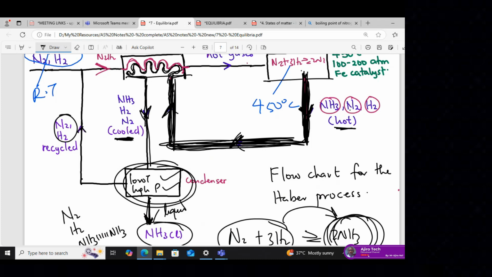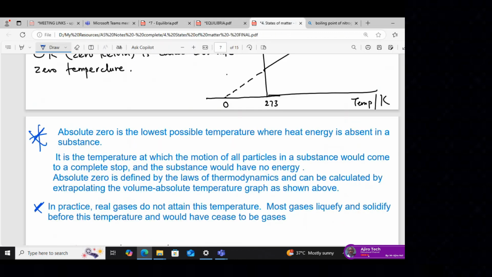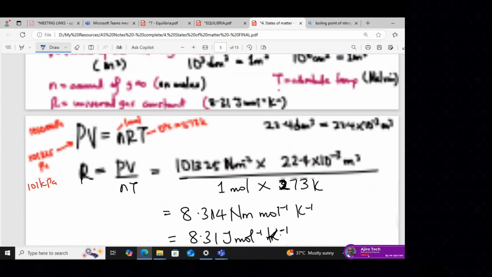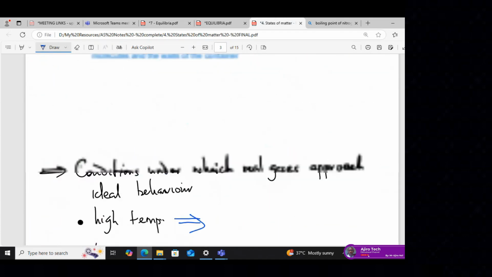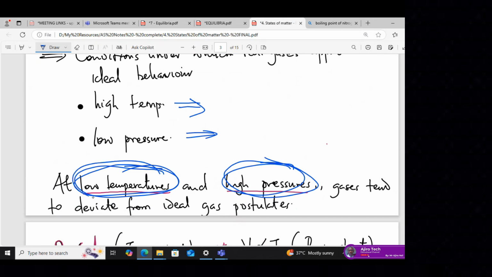Those things will make a gas not to behave like an ideal gas again. We say at low temperatures and high pressure, gases tend to deviate from ideal behaviour. Why? Because they liquefy, they turn to liquid at that temperature. Is something that's not a gas supposed to obey ideal gas theory? It's no longer a gas, you cannot obey. It has turned to liquid entirely.